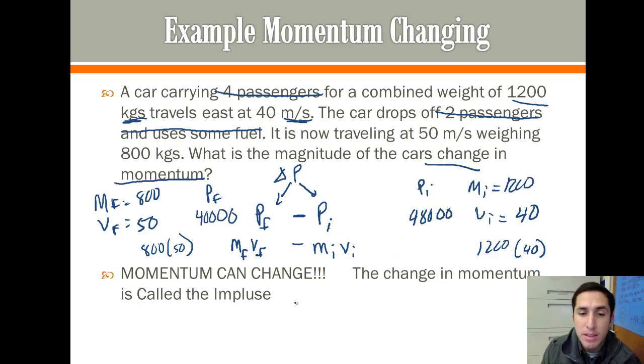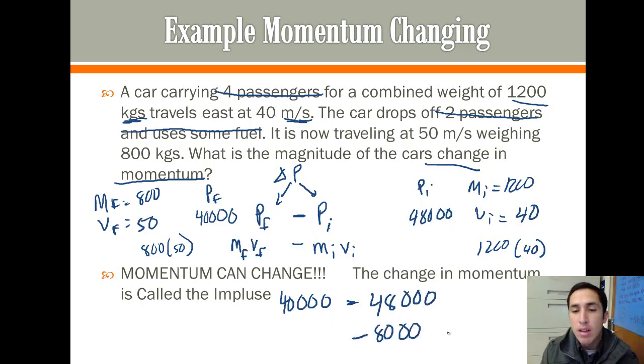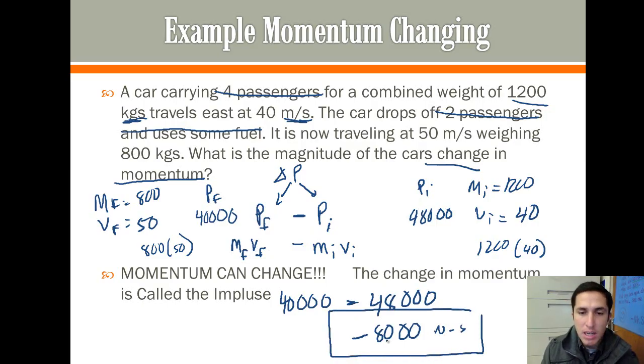What am I going to do with those values? We are going to subtract them. Don't make the mistake in putting the 48 first just because it's bigger. Just put them in order. Put the final, subtract initial. The final was 40,000. Subtract, what's your initial? 48,000. Subtract those, you end up getting a negative 8,000 Newton seconds. Because it's a negative, what direction was it going? Or did it gain or lose momentum? It lost momentum because this is going to the west.